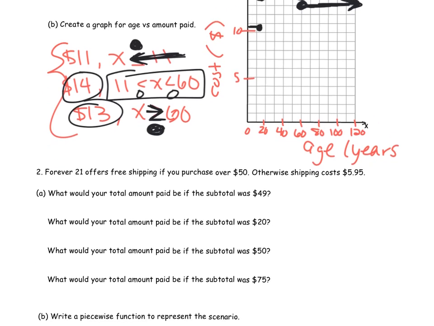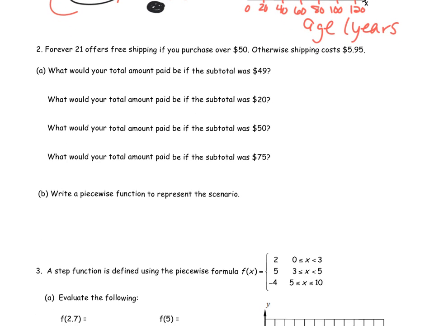So let's take a look at now question 2. We have Forever 21 is offering free shipping if you purchase over $50 worth of clothing. Otherwise, shipping costs $5.95. What would your total amount be if the subtotal was $49? So say your order came to $49. Are you going to get the free shipping, or do you have to pay this $5.95? You're going to have to pay the $5.95 because your order of clothing is not over $50.